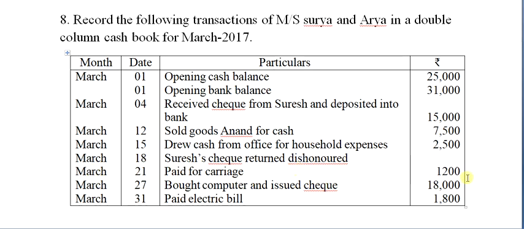March 21st paid for carriage 1,200. This should be shown under the credit side. March 27th bought computer and issued check. When we issue a check for the purchase of a computer, our bank balance reduces, so it should be taken under the credit side. March 31st paid electric bill 1,800. When we pay the electric bill, our cash balance reduces, so it should be taken under the credit side, my dear students.